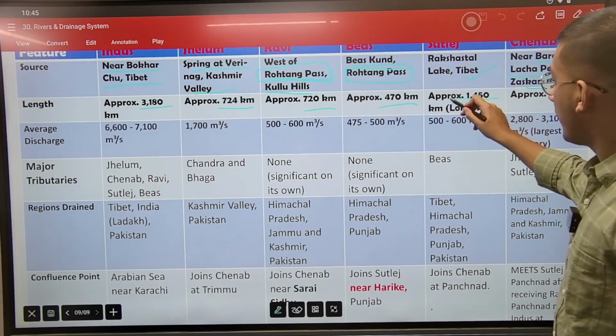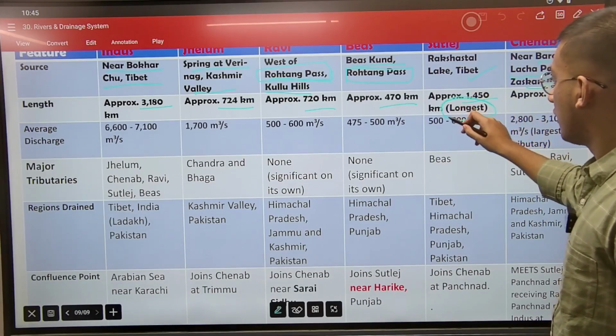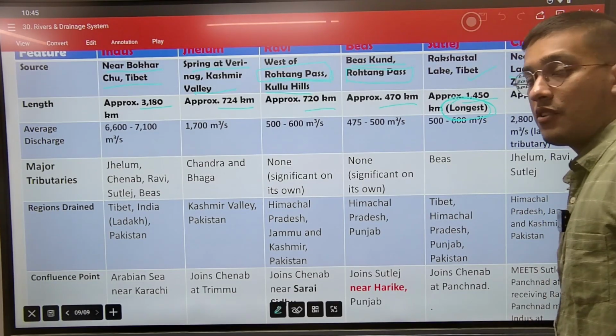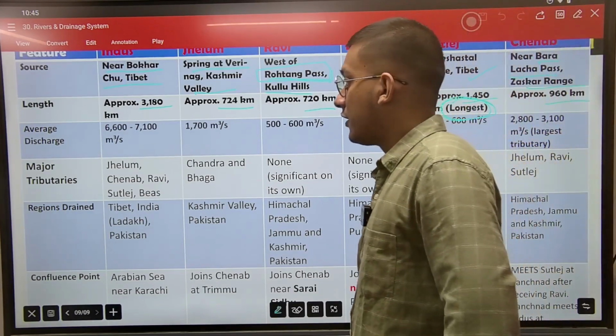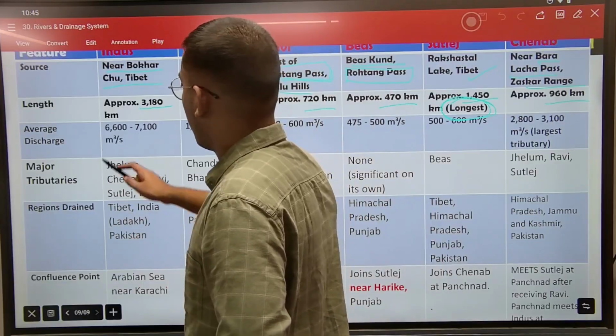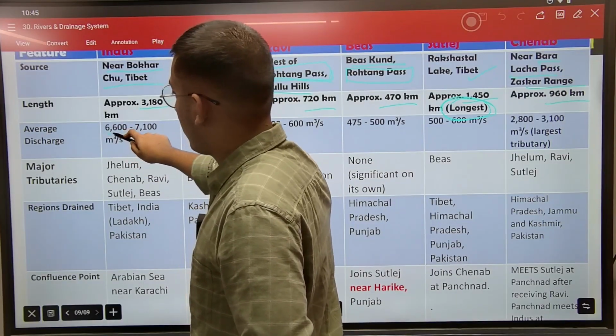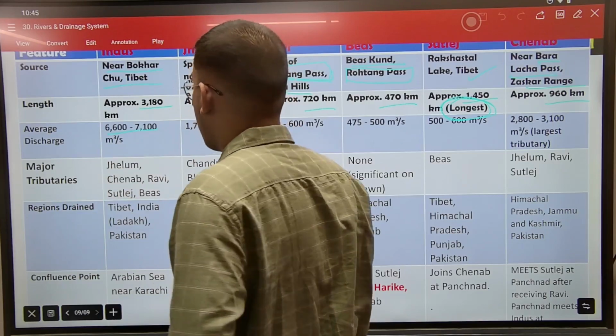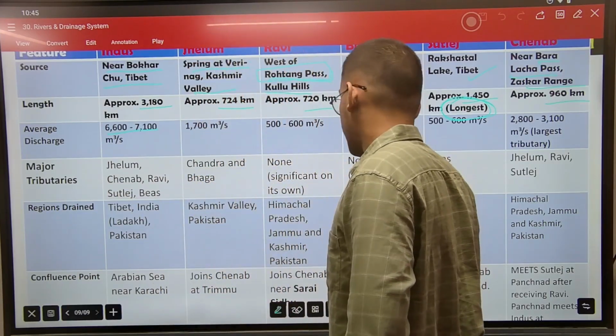It is also the longest tributary, right? Got to remember this. It is the longest tributary. After that, we have Chenab. It is 960 kilometers long. Now coming to the discharge. Indus has 6,600 to 7,100 meter cube per second.